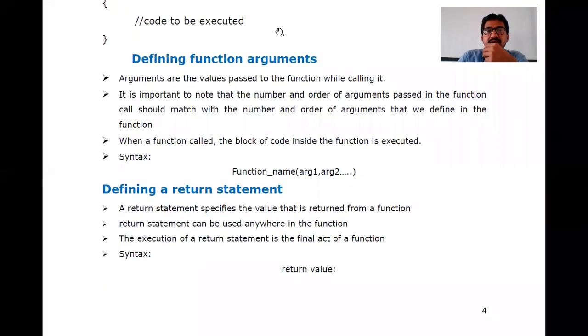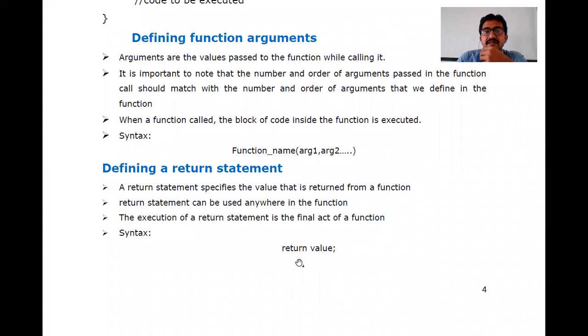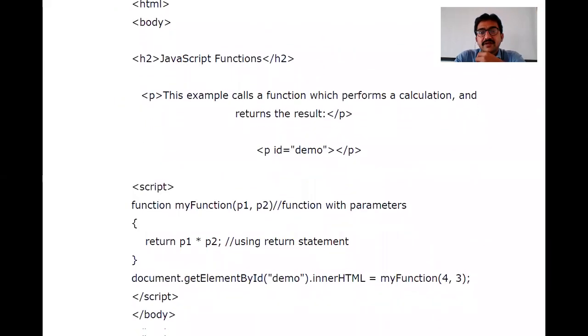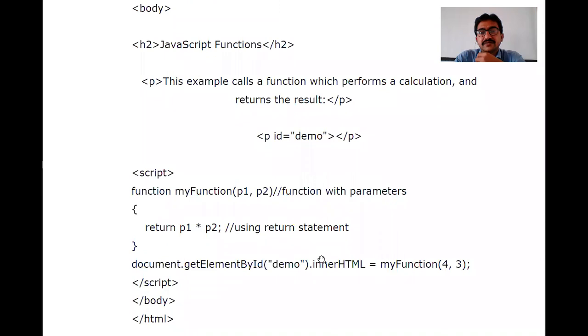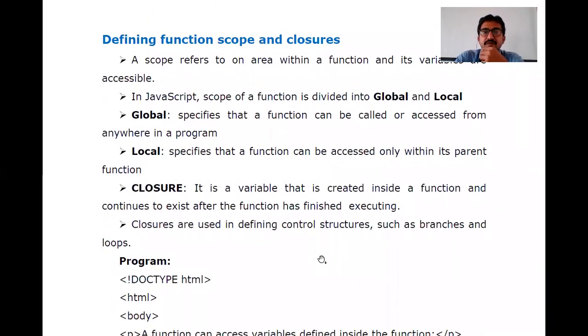The second topic, defining function arguments. How to define the function arguments within the parentheses. Here argument 1, argument 2, argument 3, like this we can call it. How to define a return function? Just with the help of the return keyword and a value. Like this we can return it. And this is one example. Just now I have explained how it will be written, that also. The same example.